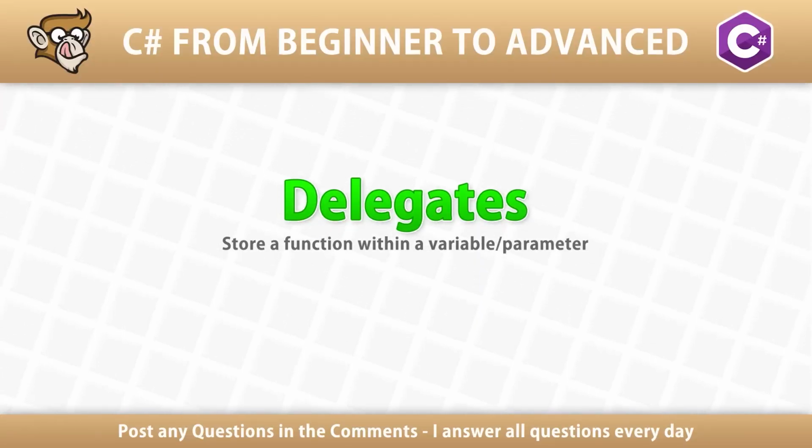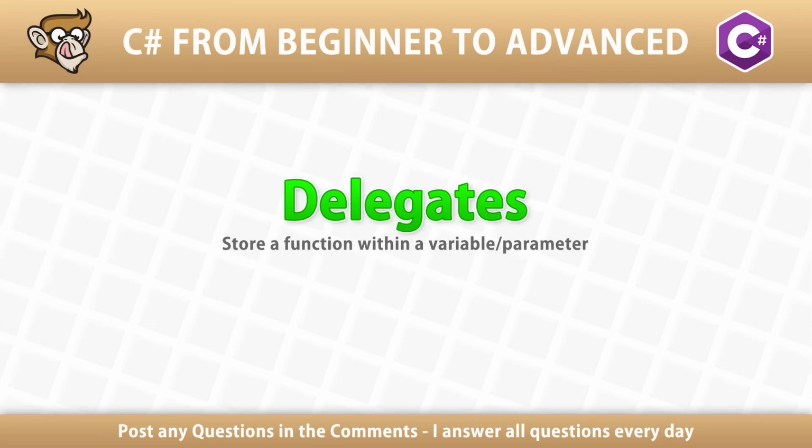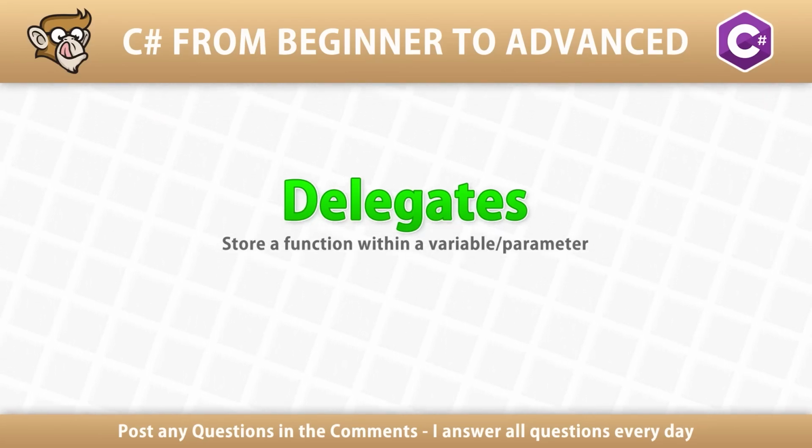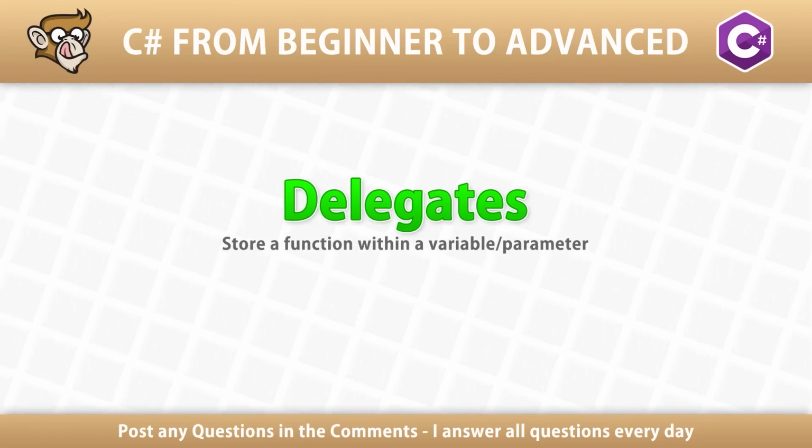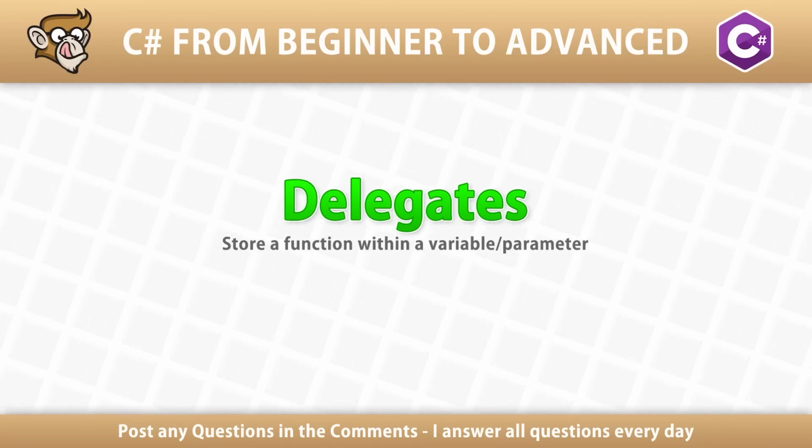In this lecture, we're going to learn about delegates, lambdas, and anonymous functions. Okay, so delegates, they are a really powerful C# feature. They basically let you store a function inside a variable or use it as some kind of parameter. Here is a working demo.